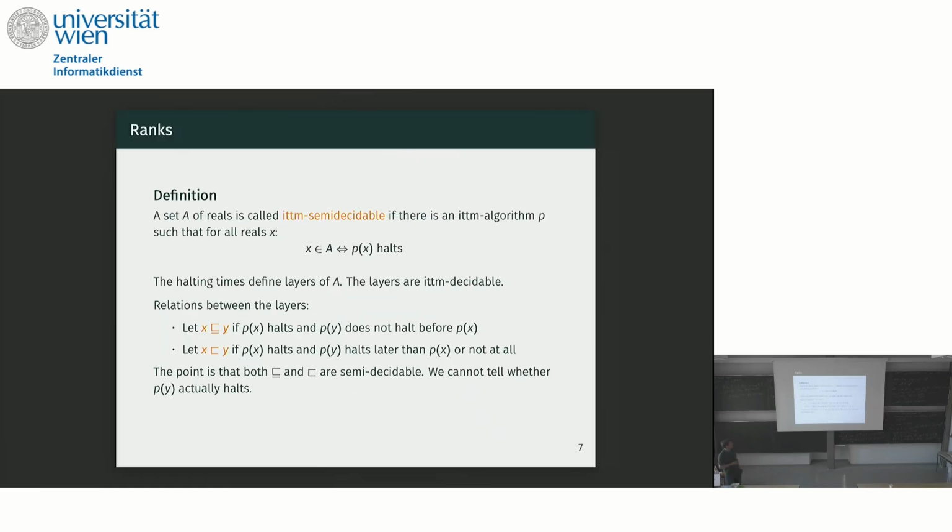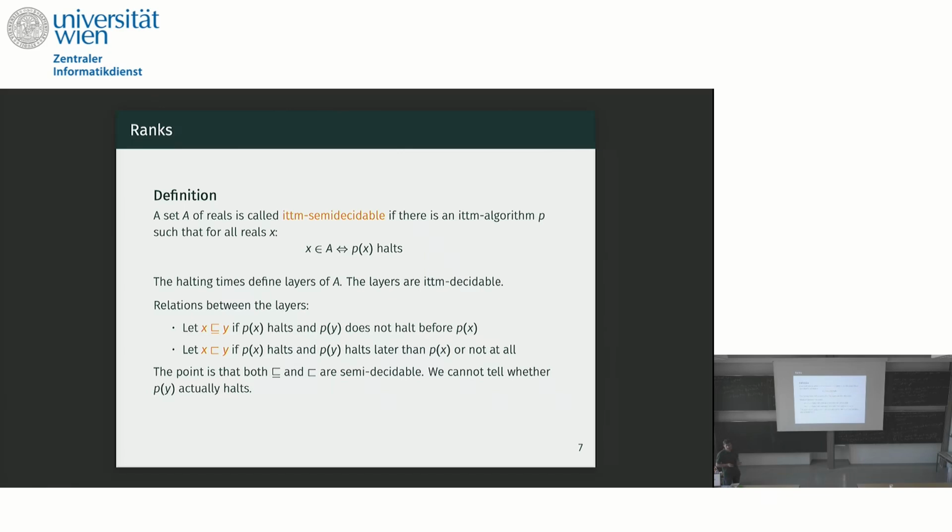All right, but this is just an example, and the reason why I mentioned this is because this is how I think of ranks. I think it's very useful. So first, let's look with this kind of model. Let's say a set is semi-decidable for this model if there's an algorithm for this kind of machine that halts if and only if the input is in that set. And as you can see, this kind of layers the set into simpler sets according to the halting time.